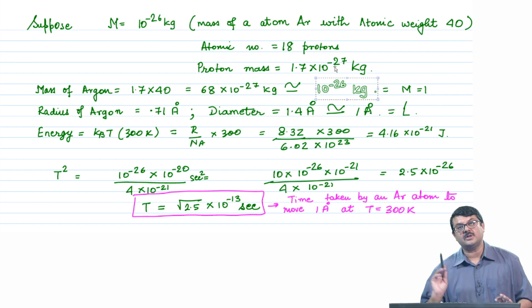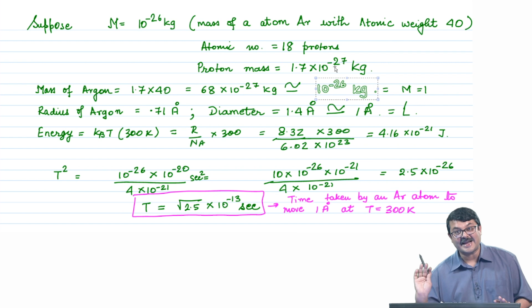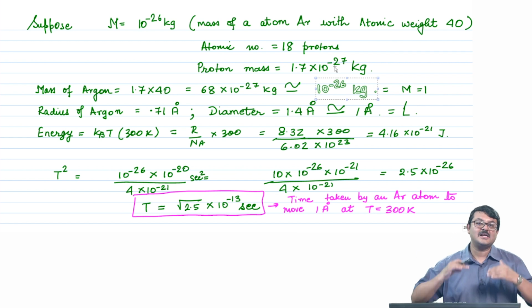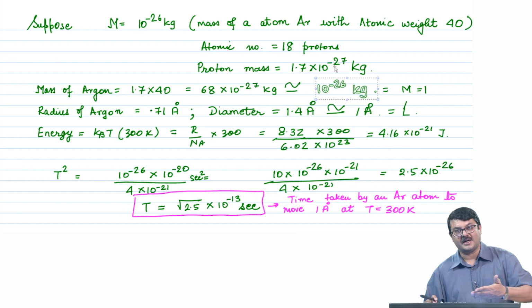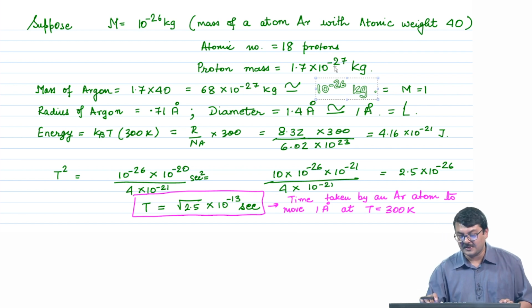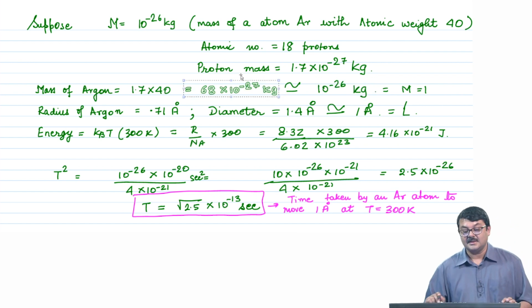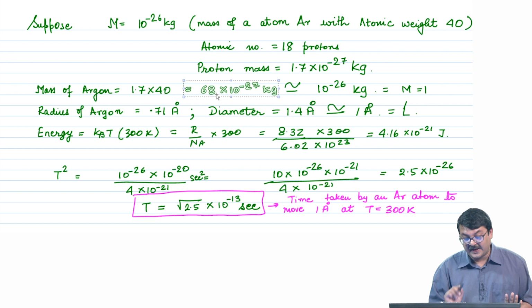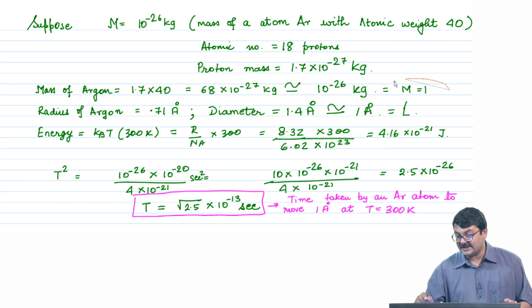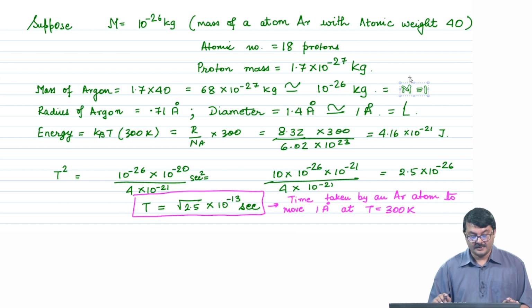You are setting this equal to 1, or you can actually use all the numbers and set that mass equal to 1. So, you are measuring all other masses in units of the argon mass, right. So, you are setting 10 to the minus 26 kg, or if you want to be very precise, this value which is the atomic mass of argon, equal to 1.